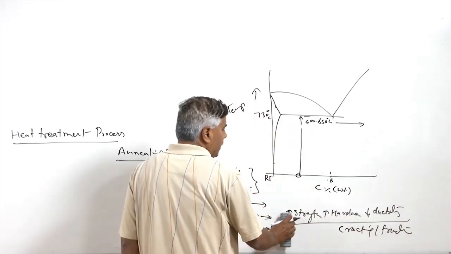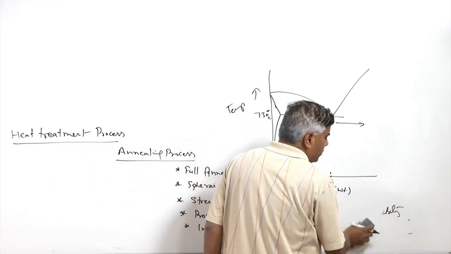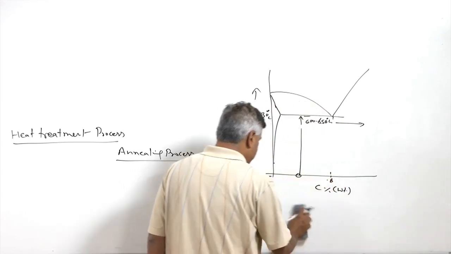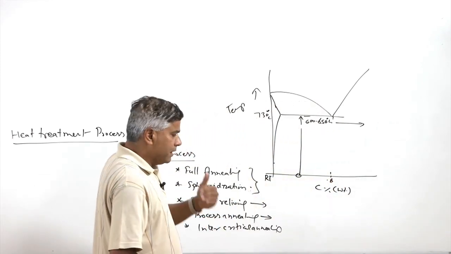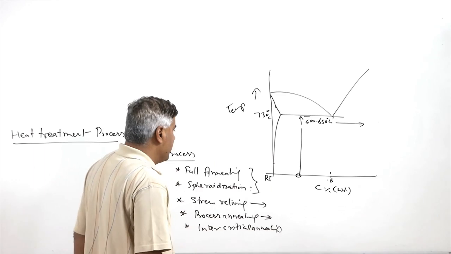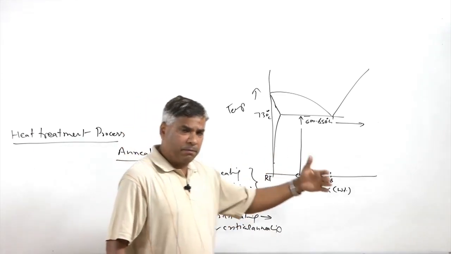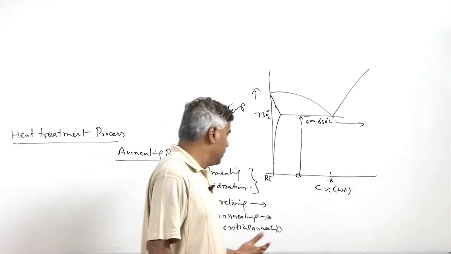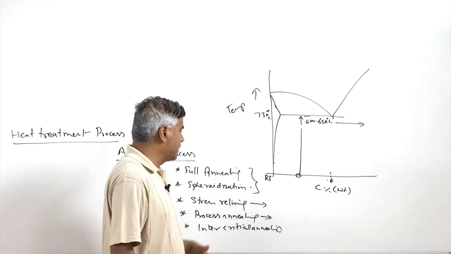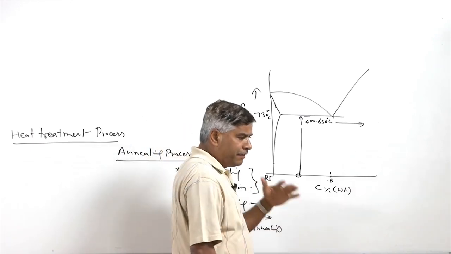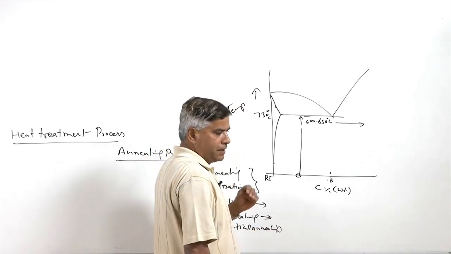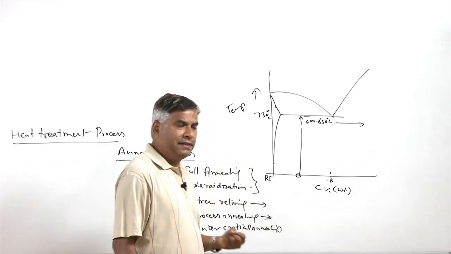So in order to induce ductility and reduce hardness during the manufacturing stages of mechanical working, like after 1 pass, 2 pass, 3 pass, if we need further passes, then it may be required to go for process annealing, so that the work hardening effect can be reduced, the hardness can be reduced, and the ductility can be induced.